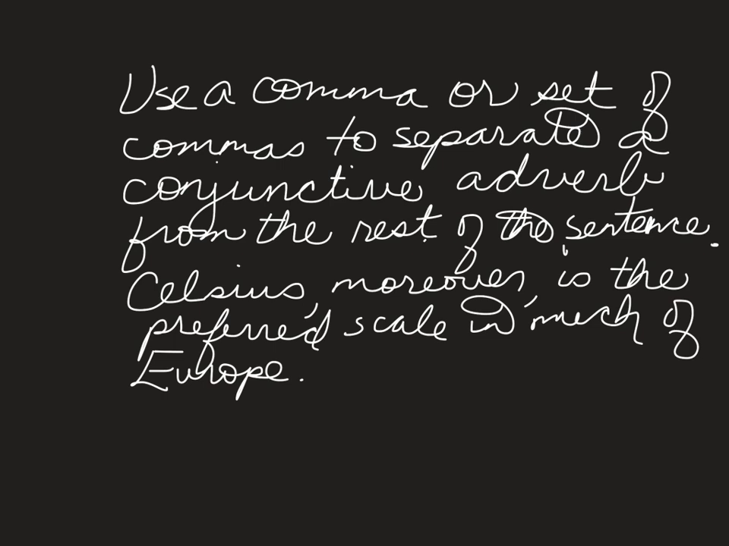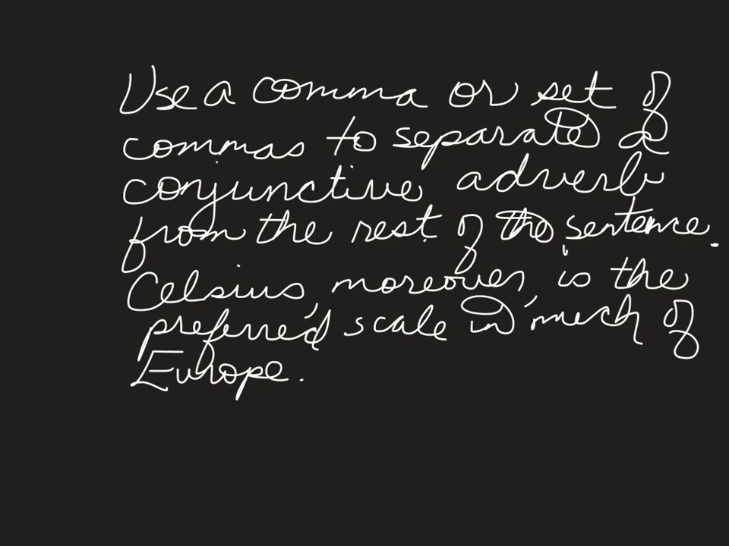In fact, if you are going to use one of these to join the two complete thoughts, a semicolon must go before the conjunctive adverb, and then, of course, a comma follows the conjunctive adverb. But in this example sentence, we just have two parts of a simple sentence joined by a conjunctive adverb. So, therefore, we just use a comma set around the word moreover. Here's your sentence: Celsius, comma, moreover, comma, is the preferred scale in much of Europe.